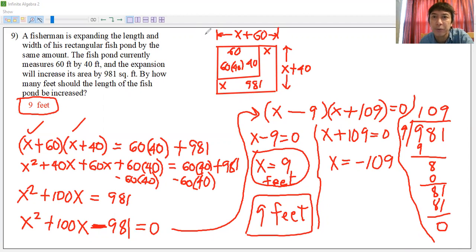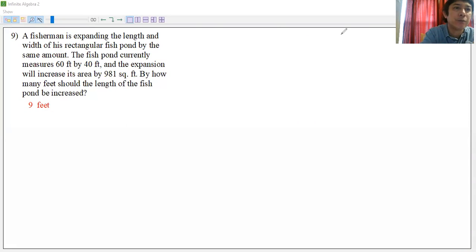All right, so I hope you were able to get the solution. Let's continue with the next number 10. All right, here is number 10.